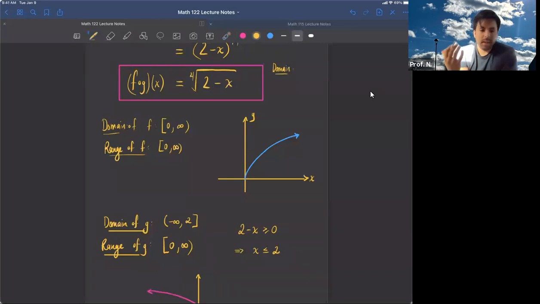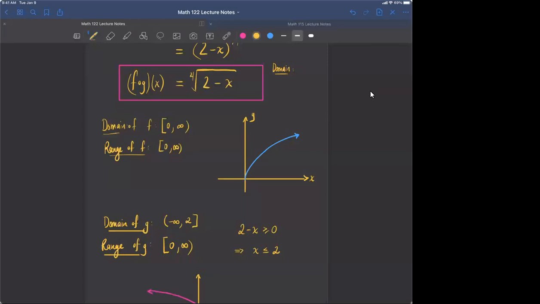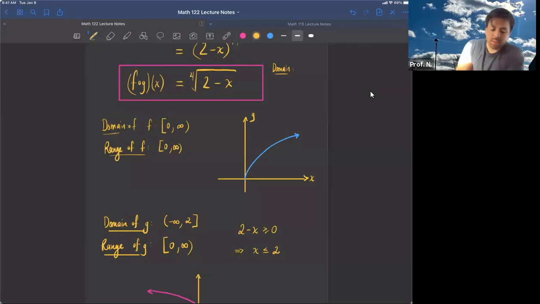What would you guys say? What would you guys think that the domain is? 0 to infinity? Try again. Remember what we start with. What is our starting interval? It's not 0 to infinity. Negative infinity to 0, including 0, to 2. That's what we start with.